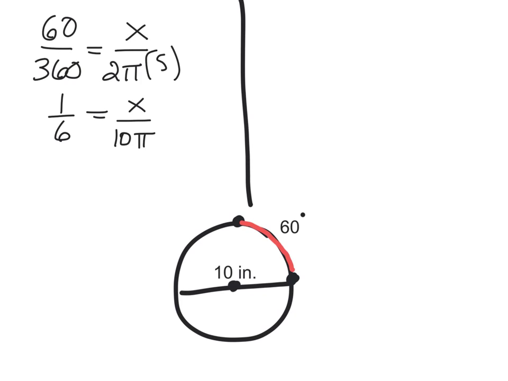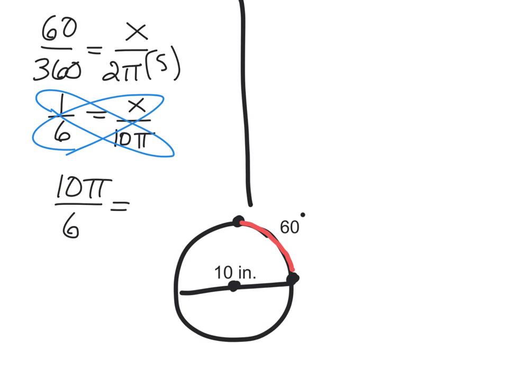60 over 360 simplifies to 1 over 6, and 2 times 5 pi gives us 10 pi. When we cross multiply and divide, we end up with 10 pi over 6, which simplifies to 5 pi over 3. So we have an arc length here of 5 pi over 3 inches.